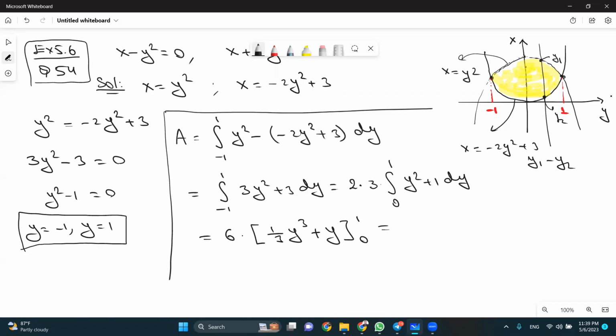When it is 0, it is equal to 0. When it is 1, here we have 1 over 3 plus 1, which is equal to 4 over 3. 6 times 4 over 3, so that's equal to 8. So the area of the shaded region, which is bounded by these two curves, is equal to 8 units squared.